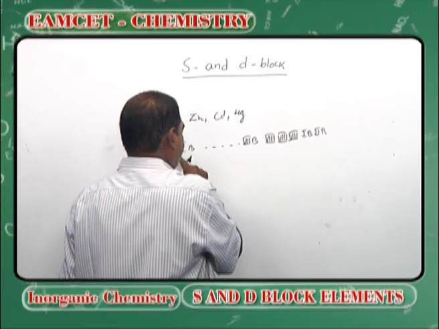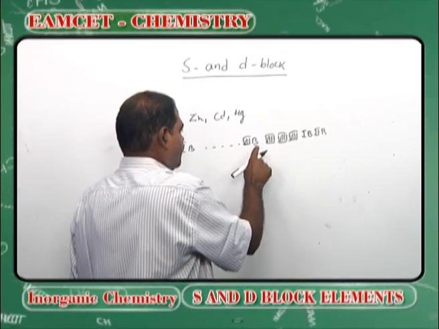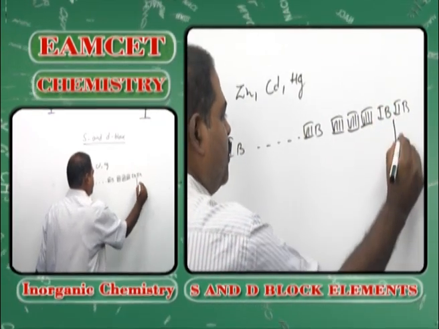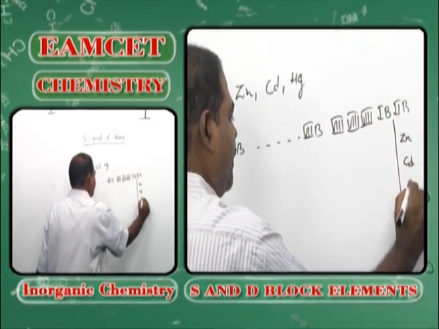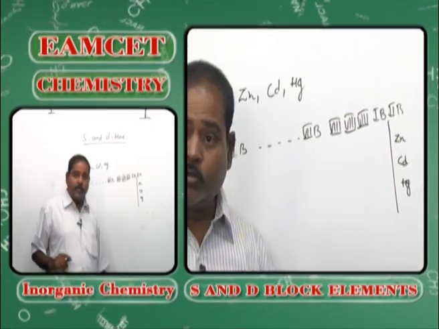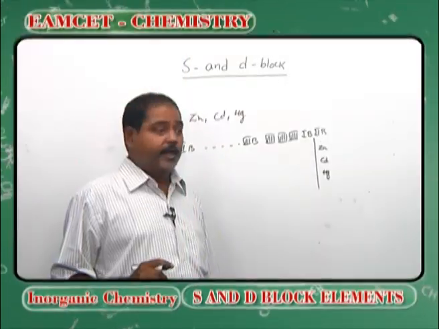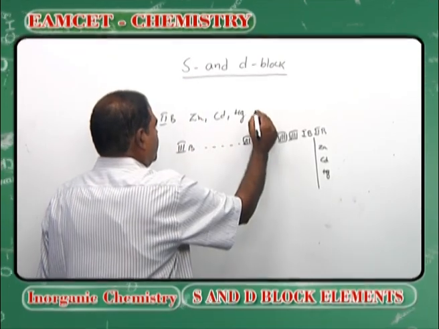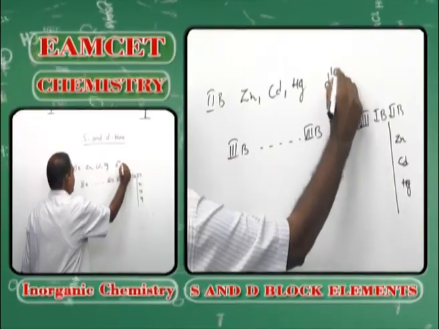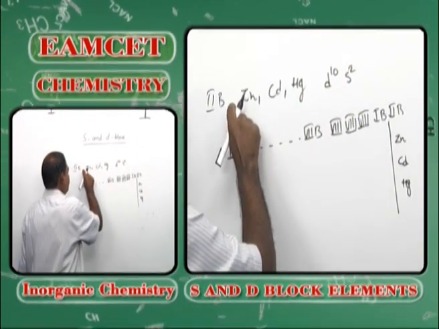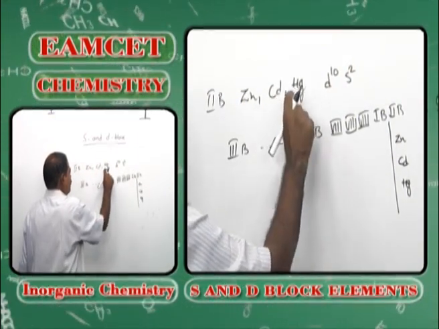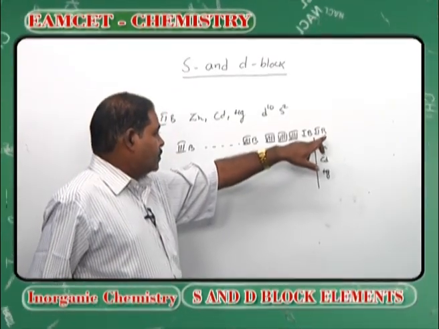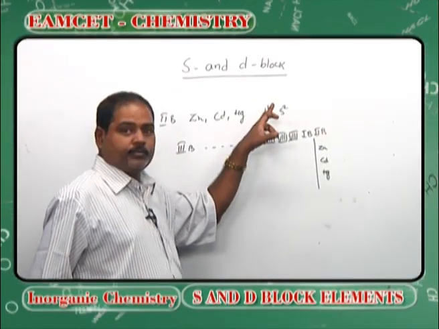So, 3B, 4B, 5B, 6B, 7B, 8, 8, 8, 1B, 2B. The elements of 2B, zinc, cadmium, mercury, they belong to D block, no doubt. But if you look at the electronic configuration of this particular group, it is d10 s2: 3d10 4s2, 4d10 5s2, 5d10 6s2. d10 s2, 2B, total 12 electrons, 10 plus 2.